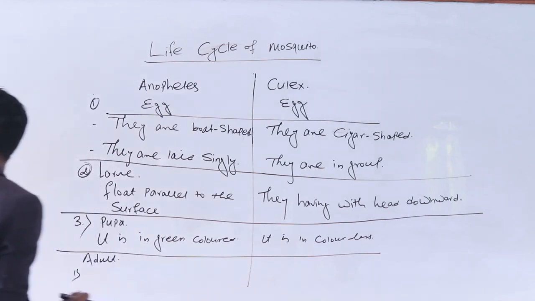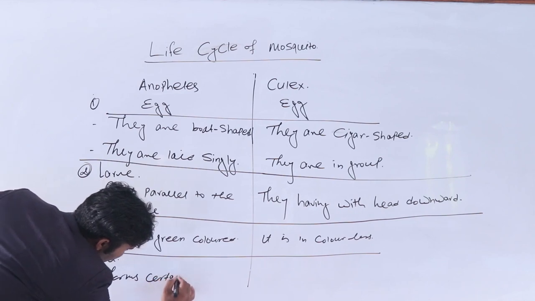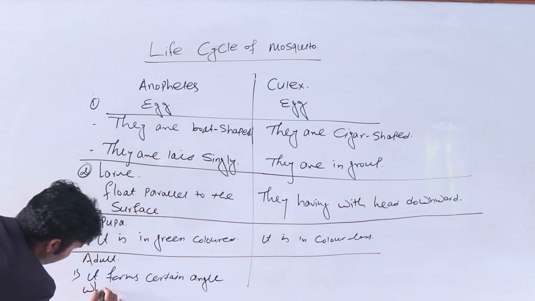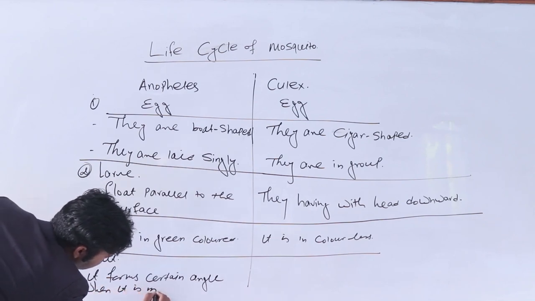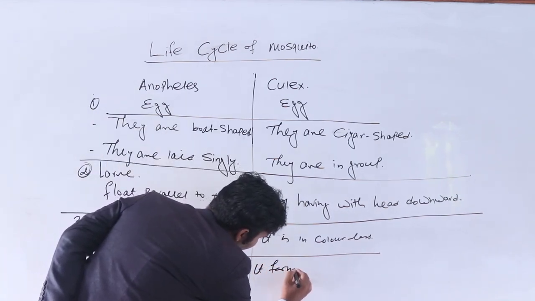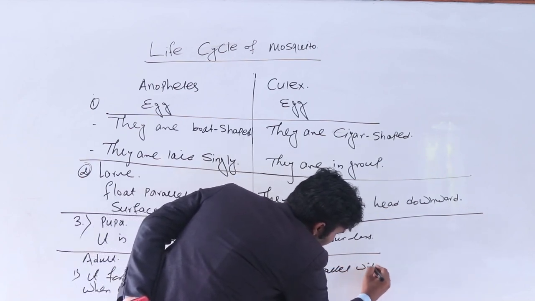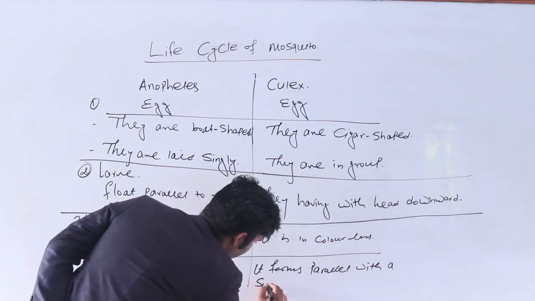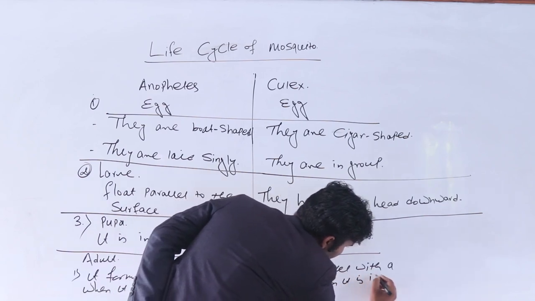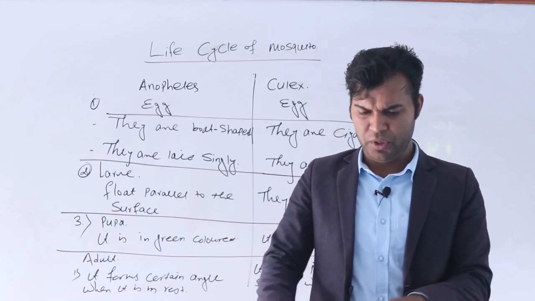The body forms a certain angle when it is at rest in anopheles. It forms parallel with the surface when it is at rest in culex. In insects, we discussed that some insects are useful and some insects are harmful.